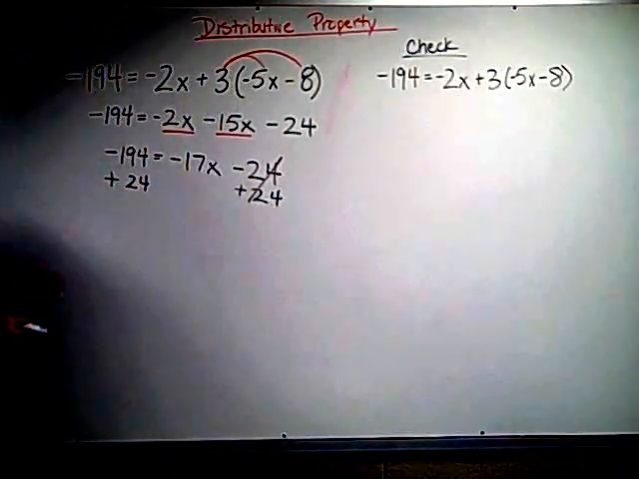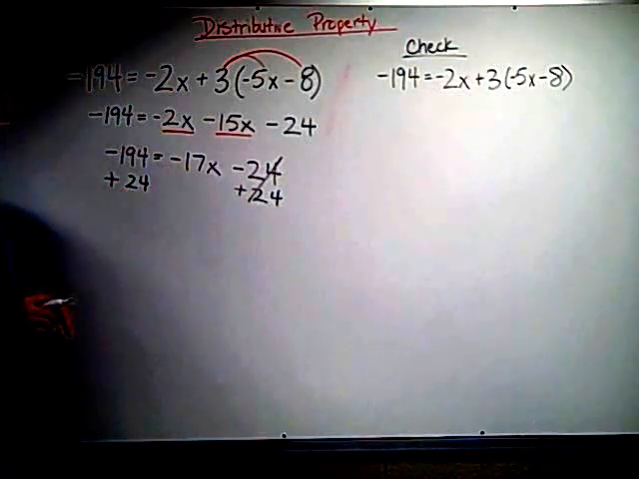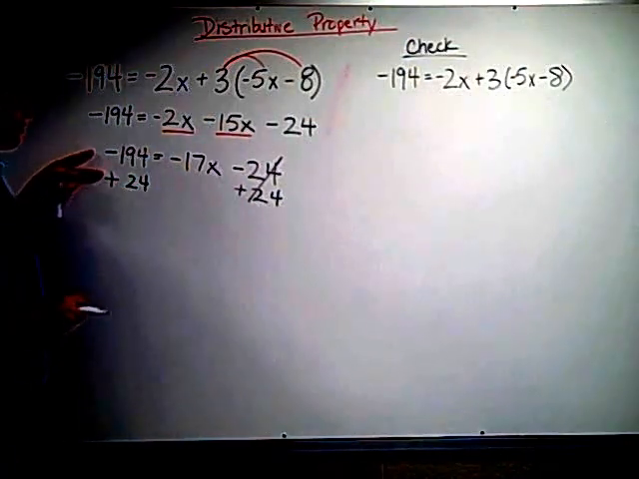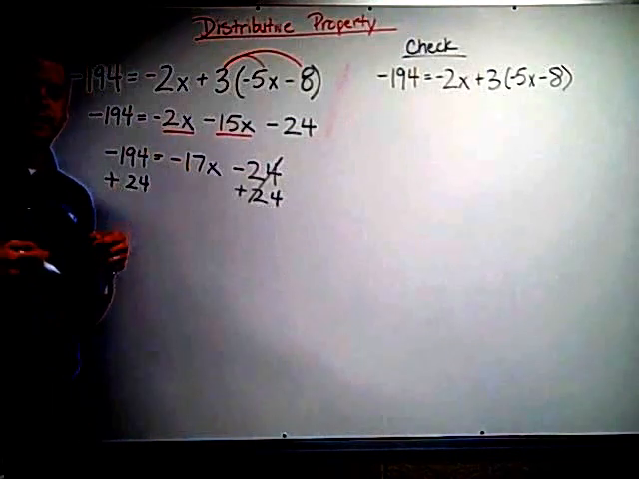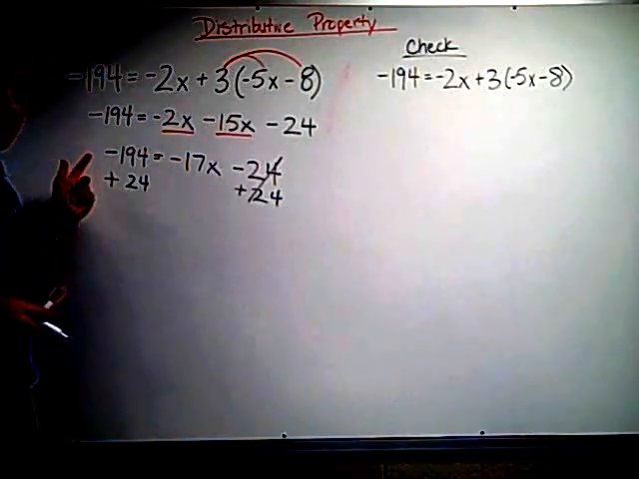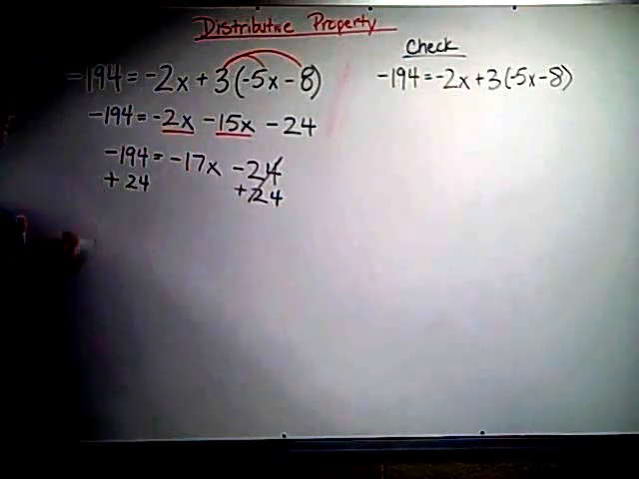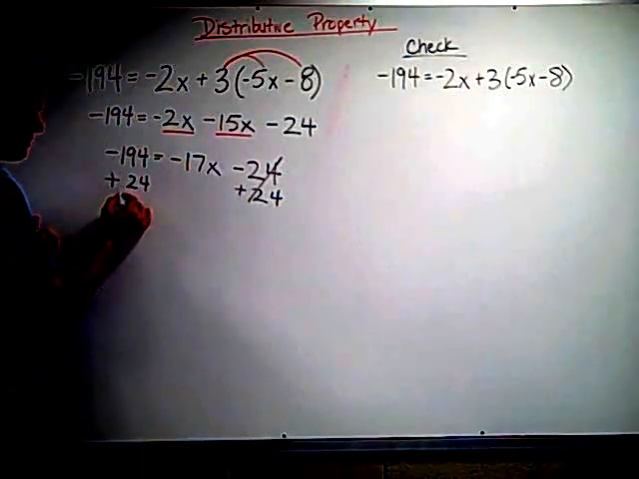Okay, so now we have negative 194 plus 24. Going back to our little trick with dealing with negative and positive numbers, you look at the signs. Are the signs alike or different? If they're alike, we add. If they're different, we find the difference. So these signs are different, so we're going to find the difference.